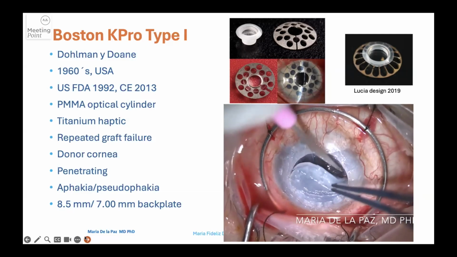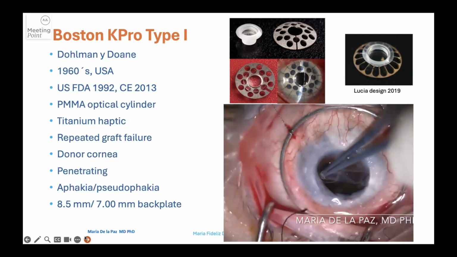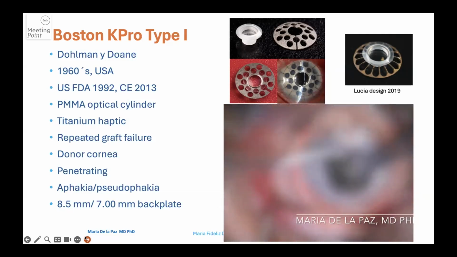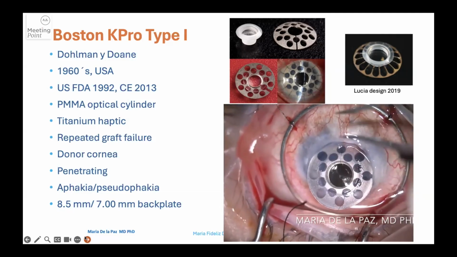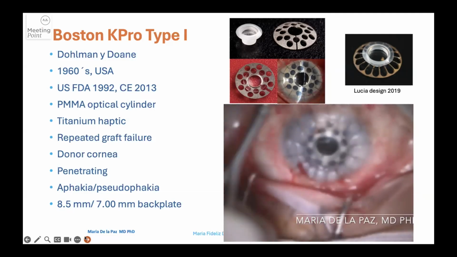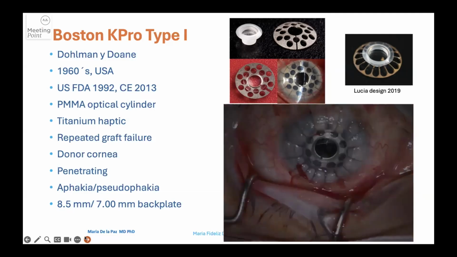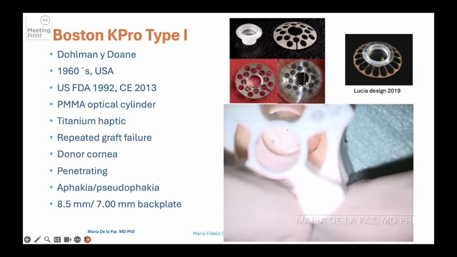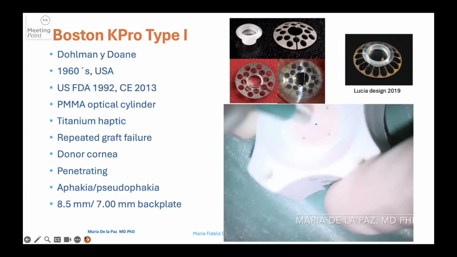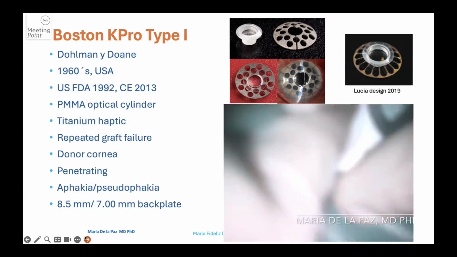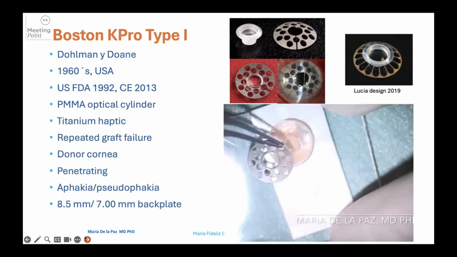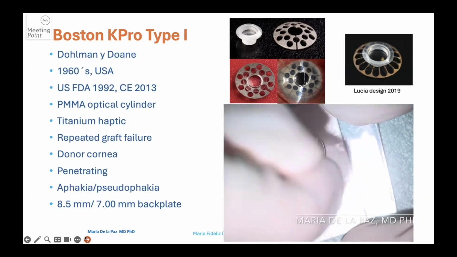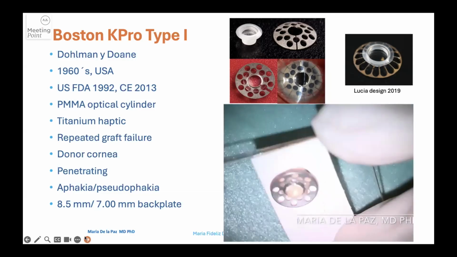It was classically indicated for cases of repeated graft failure, but now the indications have been extended to cases like chemical burns. You usually need a donor cornea because you want a healthy cornea to hold that prosthesis. It is a penetrating procedure. It has an aphakic and a pseudophakic model, and it has a backplate with two sizes, 8.5 and 7 millimeters. So any cornea surgeon can actually do this technique, and you have your prosthesis mounted in less than 5 minutes.